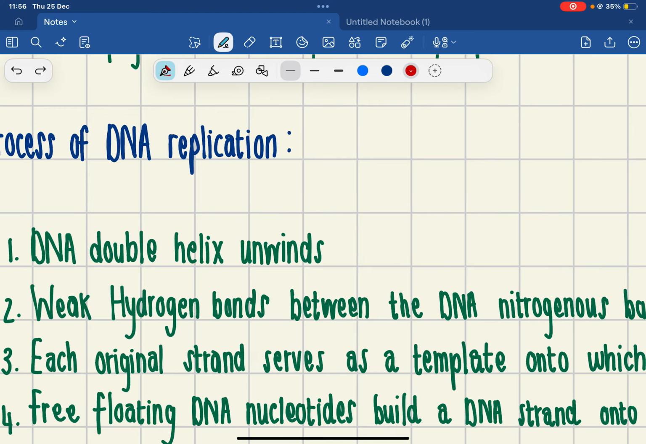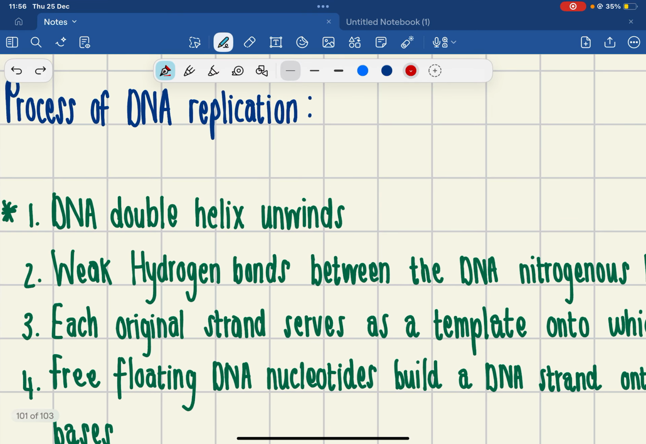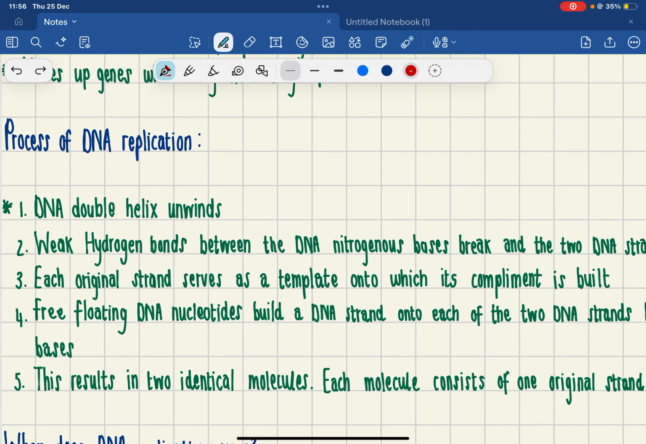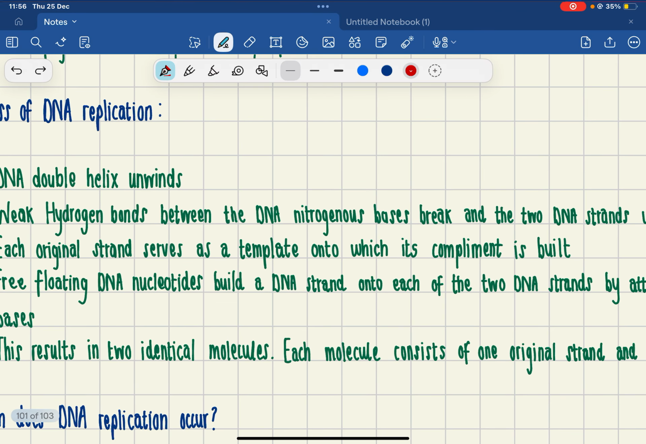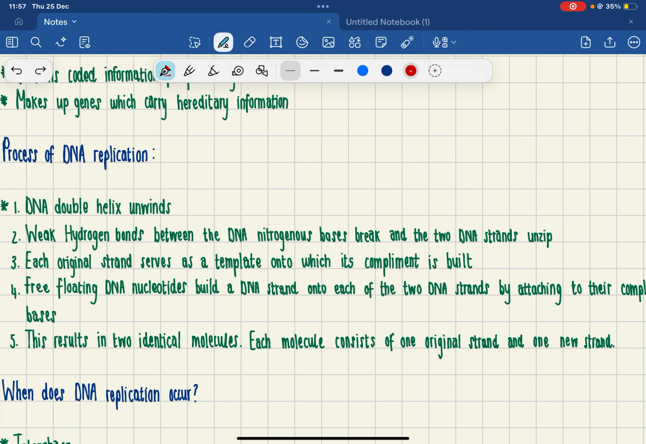As we know, DNA is double-stranded, right, boys and girls? So the first step is that the DNA double helix unwinds. Then the weak hydrogen bonds between the DNA nitrogenous bases break. When these bonds that hold the nitrogenous bases together break, the two strands unzip. Each of the original strands will serve as a template onto which its complement is built. Remember, DNA is a double-stranded molecule, so when it breaks up, each strand will serve as a template onto which its complement will be built.